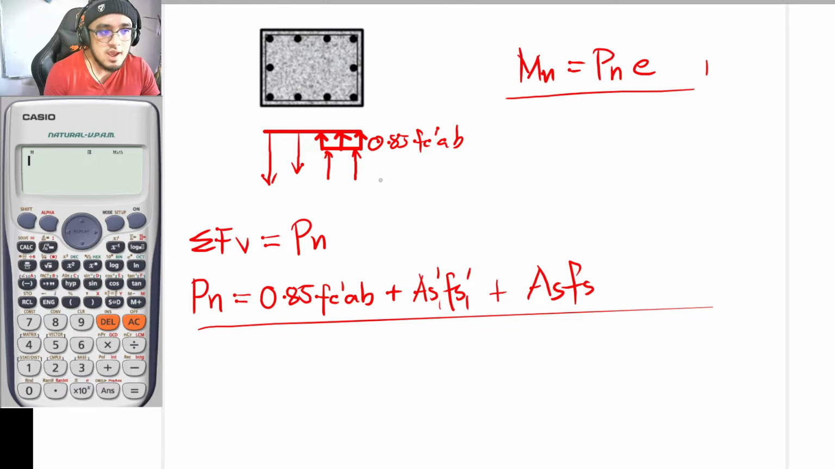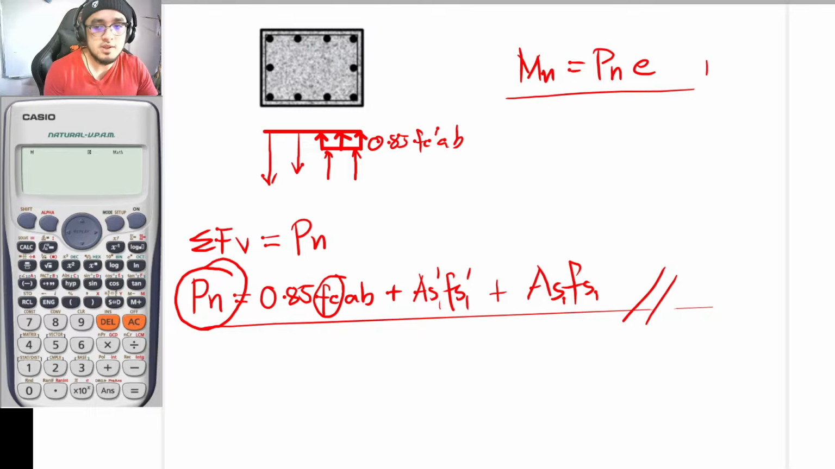So once again, if you have multiple layers, this is now AS1 FS1 plus AS2 FS2 plus AS3 FS3, etc. But once again, generally speaking, it would now be like this. But as you can see, guys, in this equation, we have two unknowns. We do not know the value for our Pn, and of course, the value of our Fc prime, our B, and all of this can actually be solved. But once again, we do not know the value of our A.